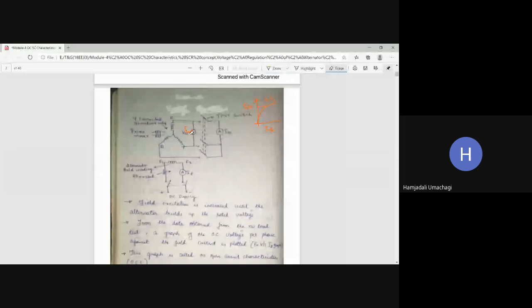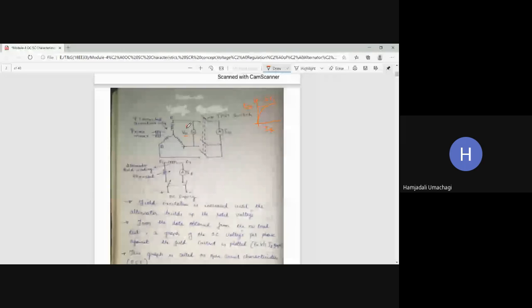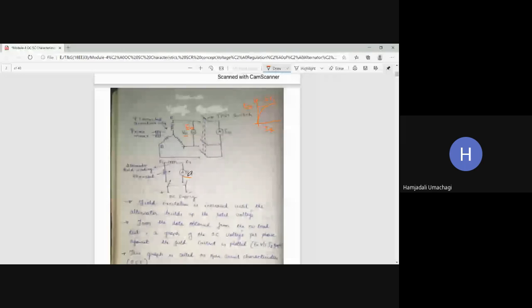So this voltmeter reads the VOC or E0 value, whereas this ammeter will read the IF value. For different values of IF, note down different voltage values. So these points you will be getting, and later on you have to join the points with a smooth curve. This is nothing but the OCC curve.